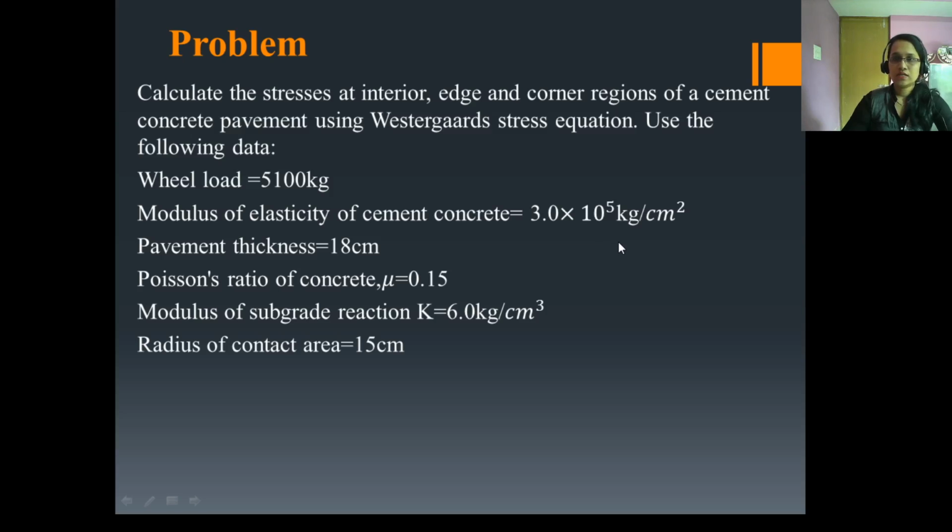5 kg per centimeter square. Pavement thickness is given as 18 centimeters. The Poisson's ratio of concrete, nu, is equal to 0.15. Modulus of subgrade reaction, that is K, equals 6 kg per centimeter cube, and radius of the contact area is given as 15. We need to calculate the stresses at the interior, edge and the corner regions using this data. So let us see how it is done.